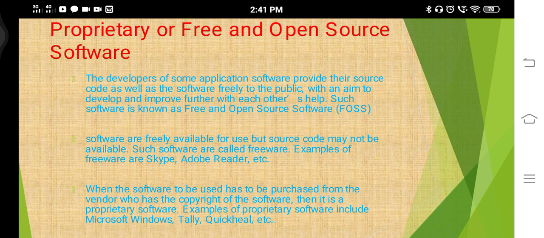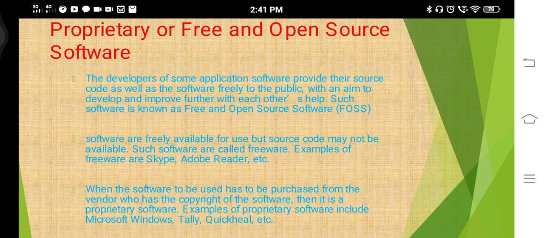Next one is when the software has to be purchased from the vendor who has the copyright to the software, then it is proprietary software. It means when we buy or purchase the software from the vendors, it is known as proprietary software, including Microsoft Windows, Tally, Quick Heal. These are the software which we buy from the vendors. That's why these are known as proprietary software. And if we use these software illegally, that is known as pirated software.